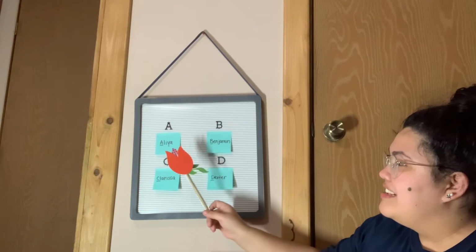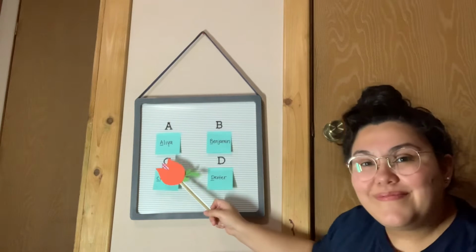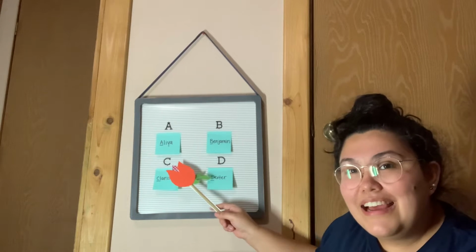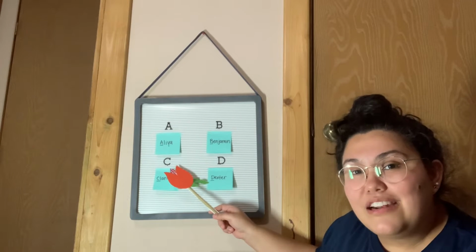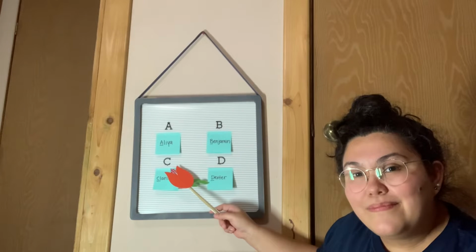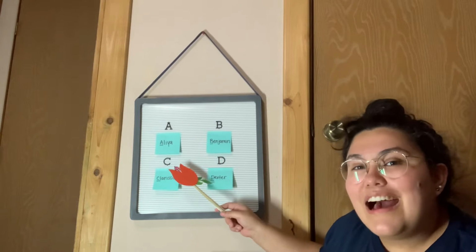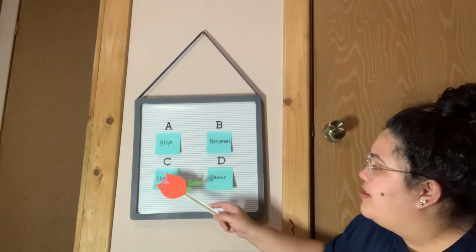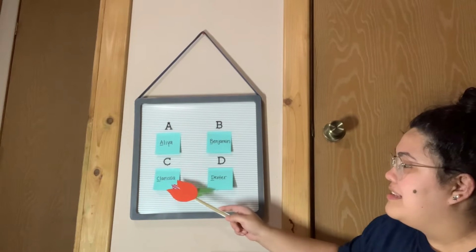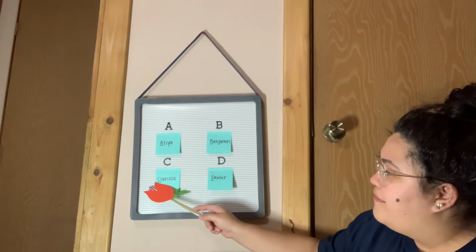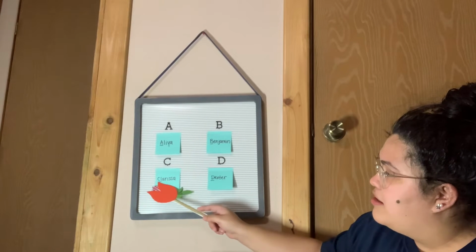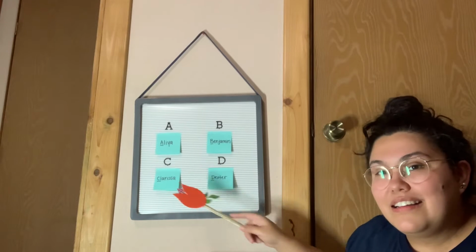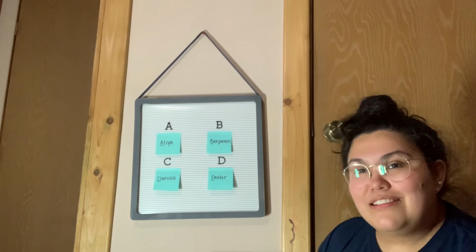What letter is this? Good job, it's the letter C. And do we know what sound the letter C makes? Good job, it makes the k sound. We have a student in our class named Clarissa. And that's why I have the C underlined, because her name starts with the letter C. Clarissa. Good job, boys and girls.